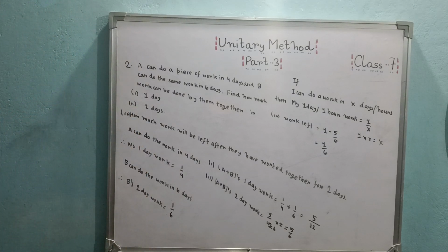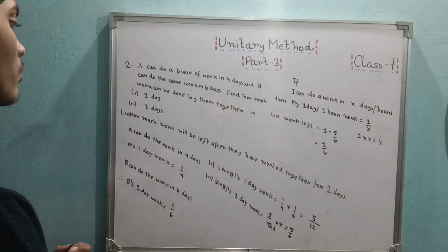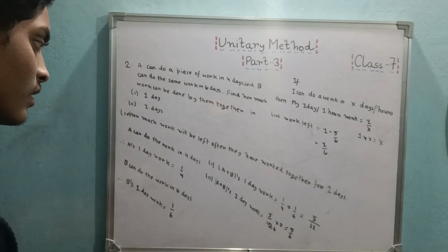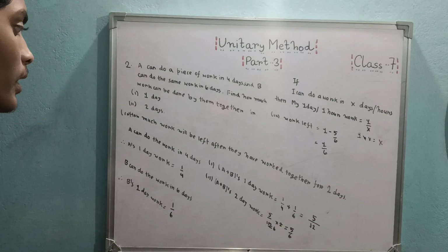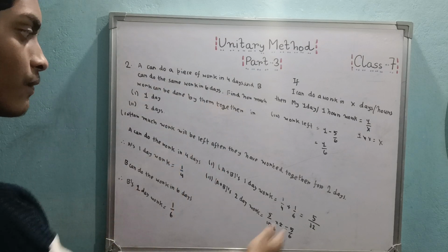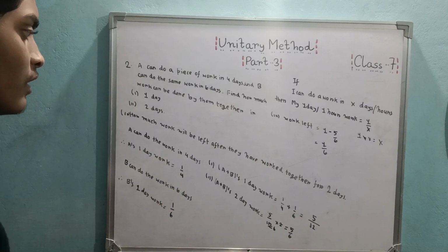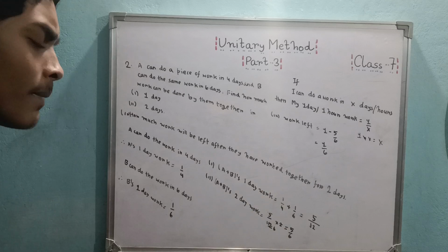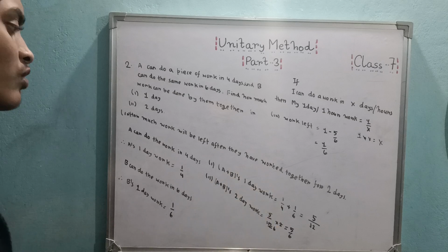So how easily we got the answer, right? It was much easier, I told you. A can do the work in 4 days, so A's 1 day work is 1/4 using this formula. B can do the work in 6 days, B's 1 day work is 1/6. Now A's 1 day work plus B's 1 day work equals A and B's together 1 day work, which is our first part question. That is 5/12 we got. Then A and B's together 2 day work is A and B's together 1 day work multiplied by 2. That is 5/6.